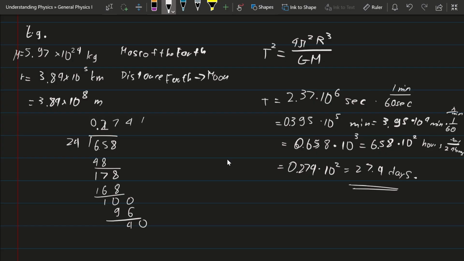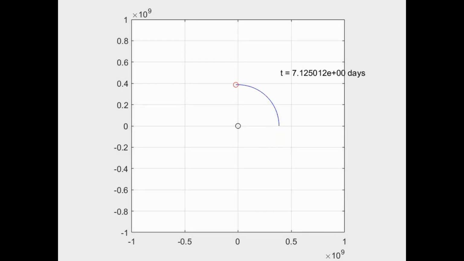So now I want to show you the results. Here I have already simulated the orbit of the moon relative to the Earth. You could see that it is spinning and it has a period of about 27 to 28 days, which is the amount that we predicted using only computations.